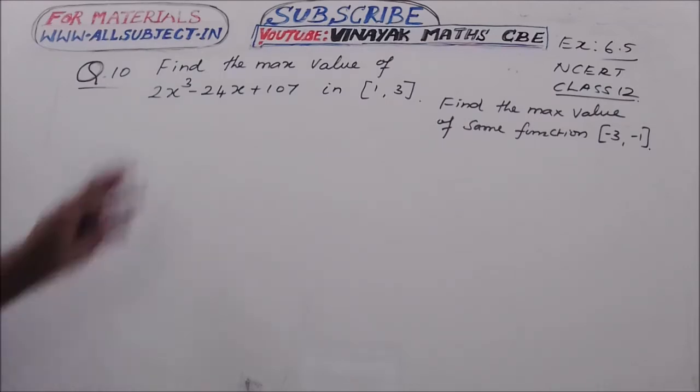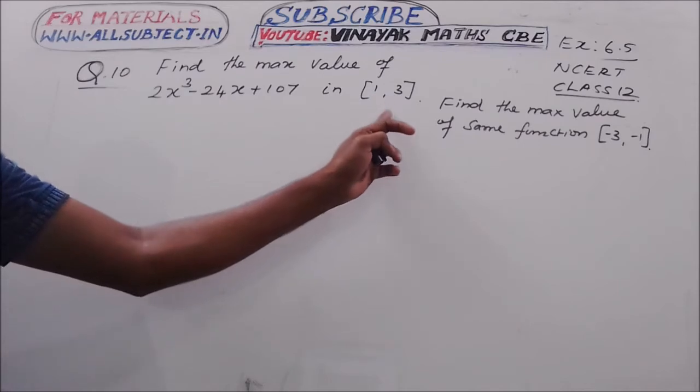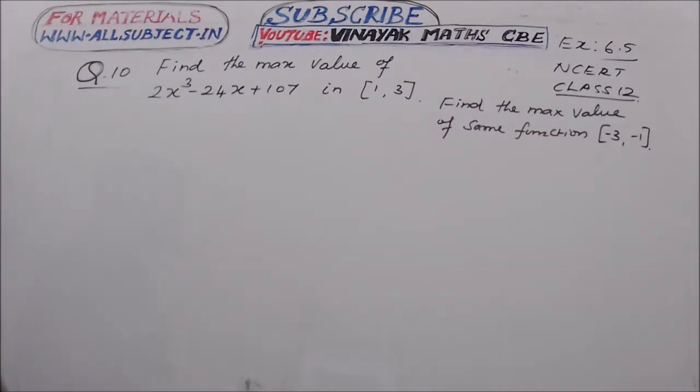Question number 10. Find the maximum value of the function in the closed interval 1 to 3, and find the maximum value of the same function in the closed interval minus 3 to minus 1. If a function is maximum, to find its maximum value, we can use the absolute maximum value method.